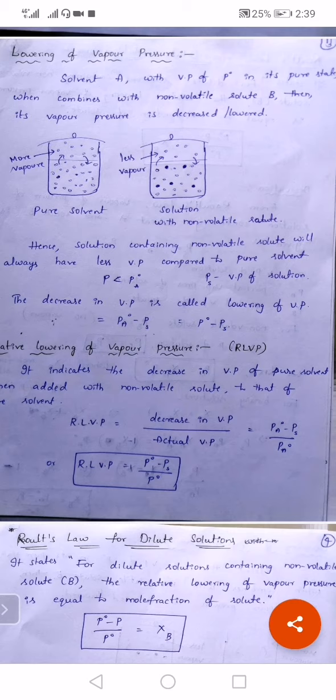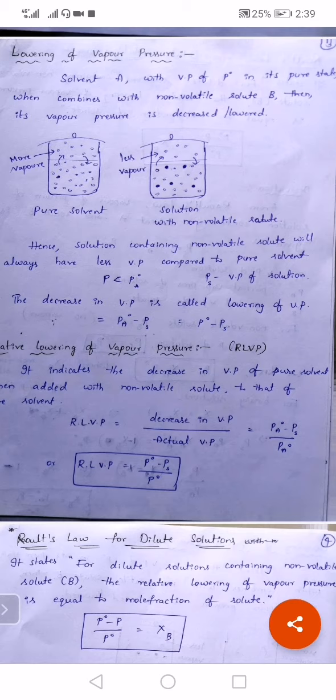We have also learnt about Raoult's law, which deals with the partial vapor pressure of components in a solution. The law states that the partial vapor pressure at any given temperature for a solution is directly proportional to the mole fraction of that component, or I can say that it is equal to the product of the mole fraction of the component and the vapor pressure of the component in its pure state. That was Raoult's law.